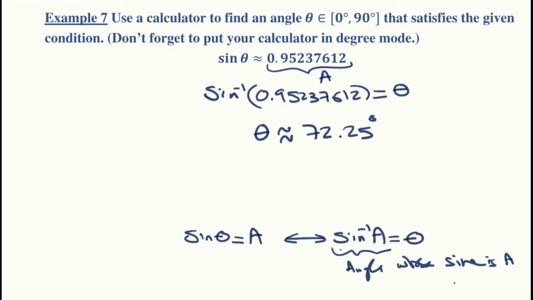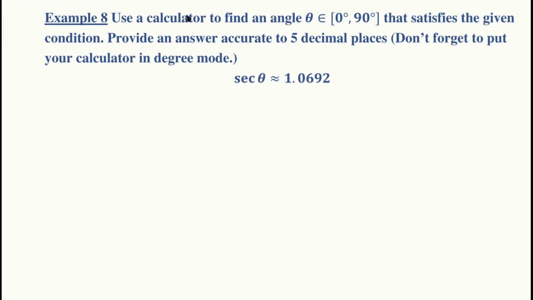All right, that's how you handle these. Okay, so now we want to find another acute angle that satisfies this particular condition. This time we want to provide an answer accurate to 5 decimal places. Make sure you're in degree mode, right? Now, you know that we're not ready to punch this in yet, right? Because as you recall, the secant is not one of the functions on a calculator.